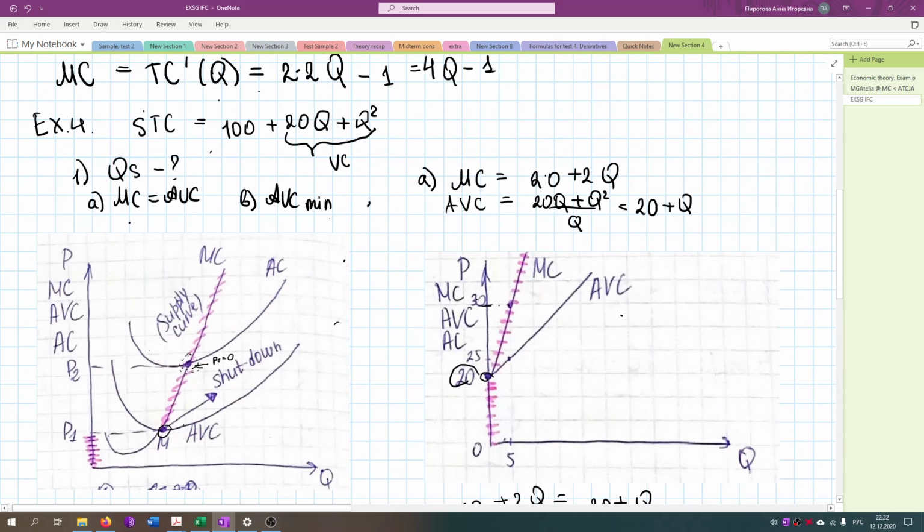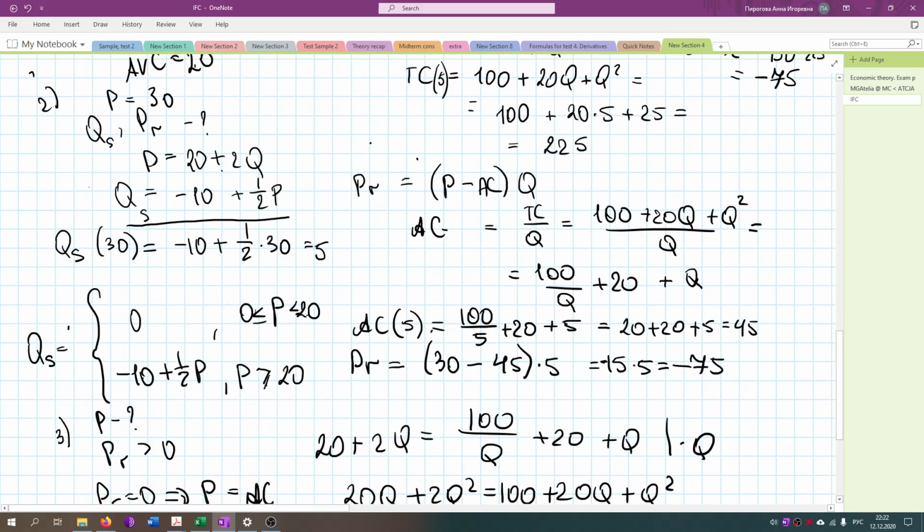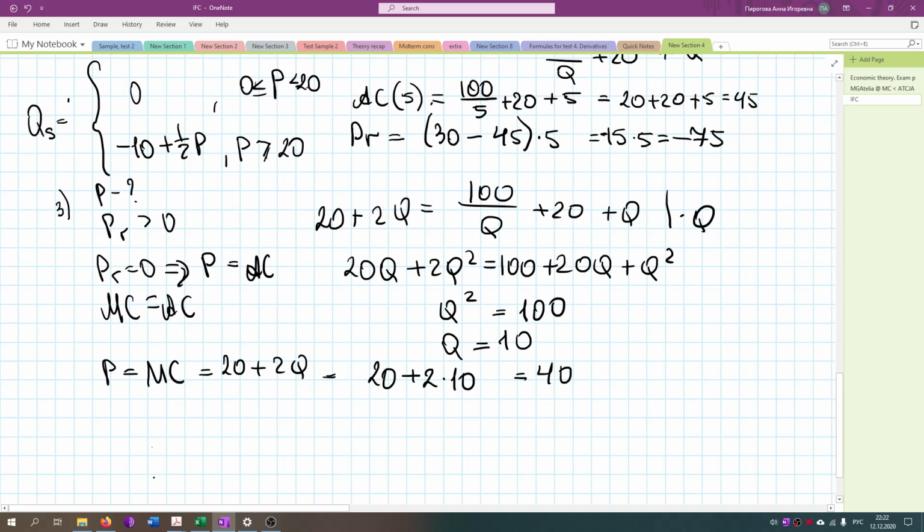So again, returning back to the graph, this is our point where our profit is equal to 0. So if we want to receive the profit more than 0, our price should be higher than this. And this price in our case was 40. So to get non-zero profit, we need to take the price which is more than 40.